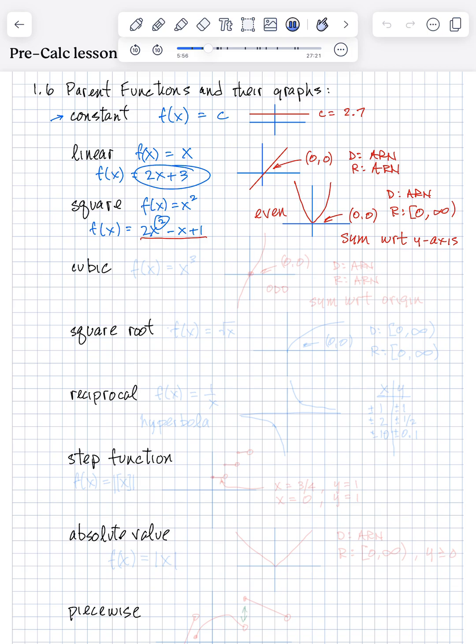Okay, now for the cubic function. The parent is f of x is equal to x cubed. And again, this can take many forms, just like the square function. It could be 2x cubed minus x squared plus 7 or something like that. All of that, the parent for those is going to be x cubed. Well, the x cubed function, since x can be positive or negative, is going to have a graph that's going to look like this, and it's going to go through 0, 0 as the intercept.